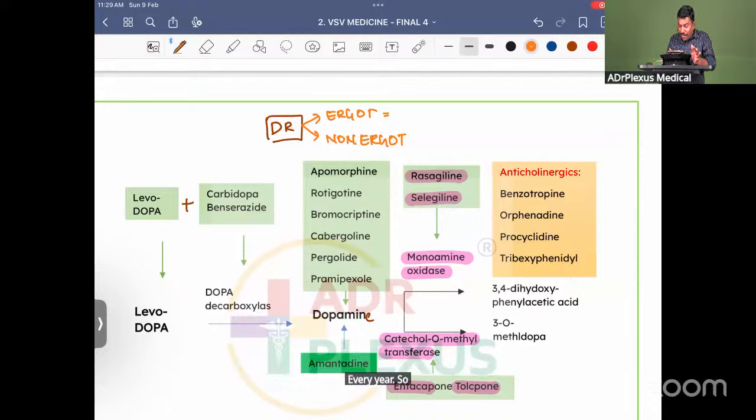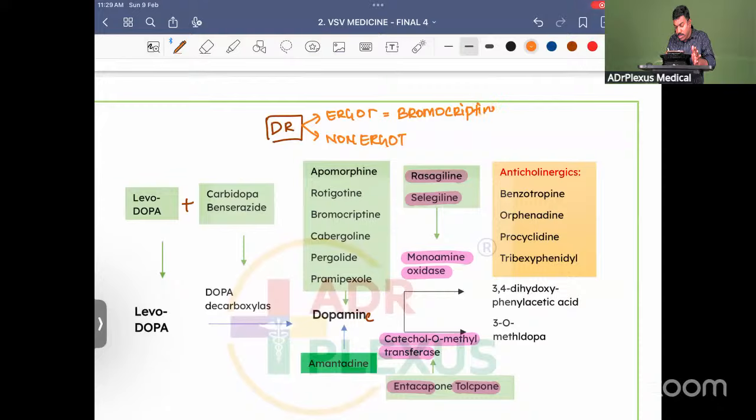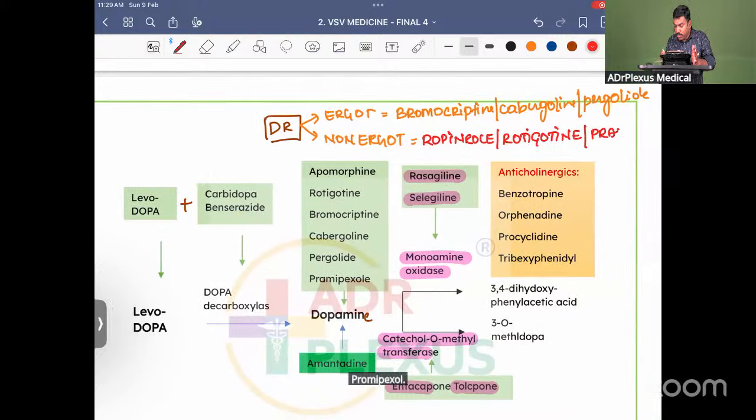So here there are a few drugs, which are going to be bromocriptine, cabergoline, pergolide. Non-ergot derived drugs, we have ropinirole, rotigotine, pramipexole, and apomorphine.